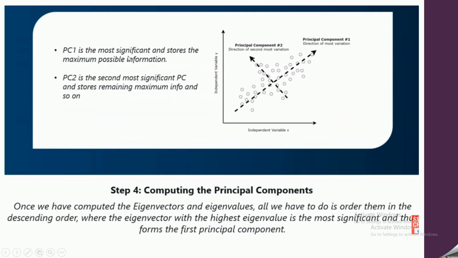So the first principal component that is obtained is the most significant and stores maximum possible information. Principal component 2 is second most significant component and stores the remaining maximum information and so on. So arranging the eigenvalues and eigenvectors in descending order will help us in obtaining principal component 1, principal component 2, where principal component 1 contains maximum information which is essential for training the model in a particular data set. And PC2 will contain the remaining information, so on and so forth, depending upon how many features we have considered in our data set.